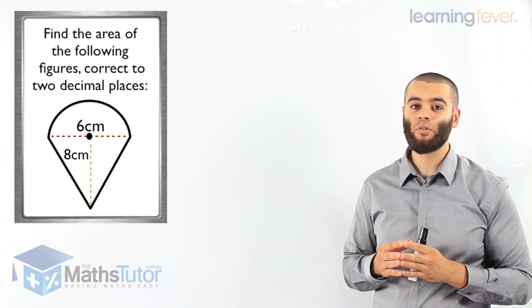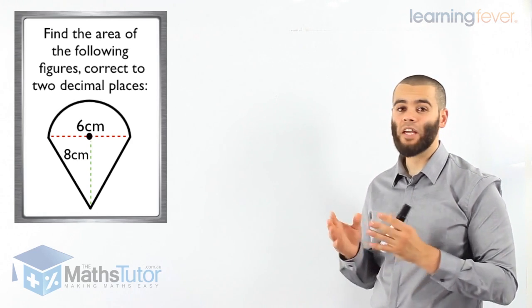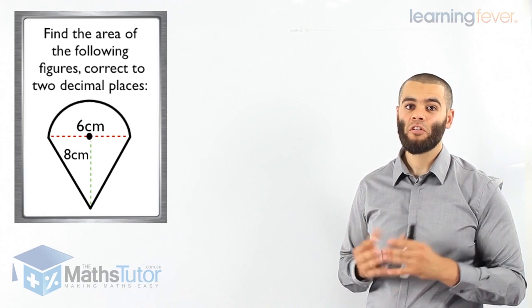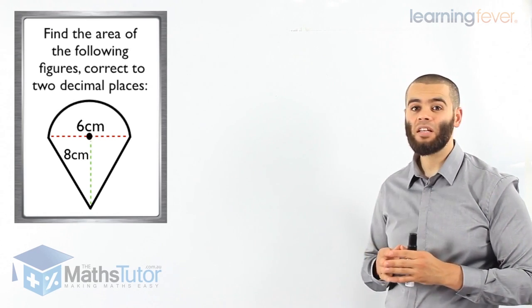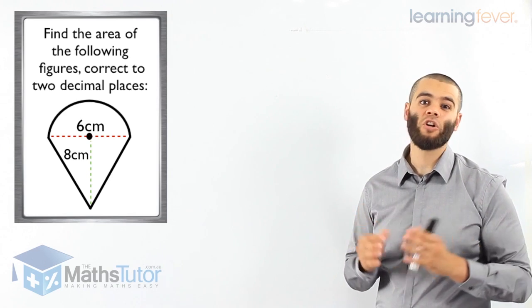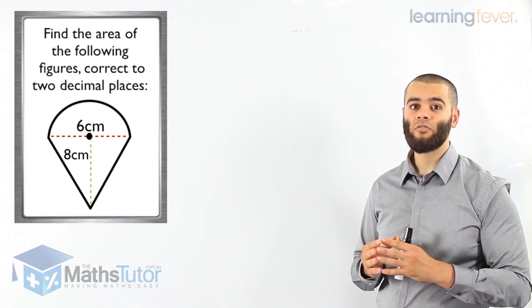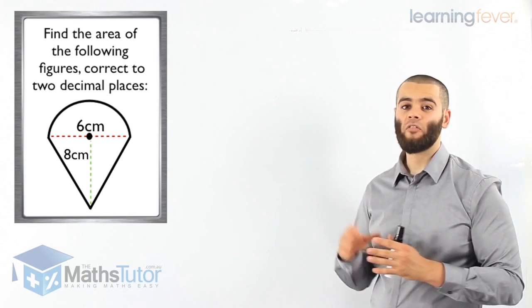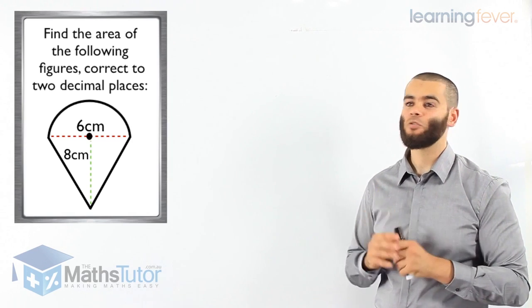Okay, the next example. We can tell that we have another question that is an area problem that also involves circles as well. When we look at this diagram carefully, we can see that this figure is made up of a semicircle and a triangle. So we have to break it up just like we did before. We break up the figure and we work out the area of the semicircle, the area of the triangle, and then add them up. Let's do that.